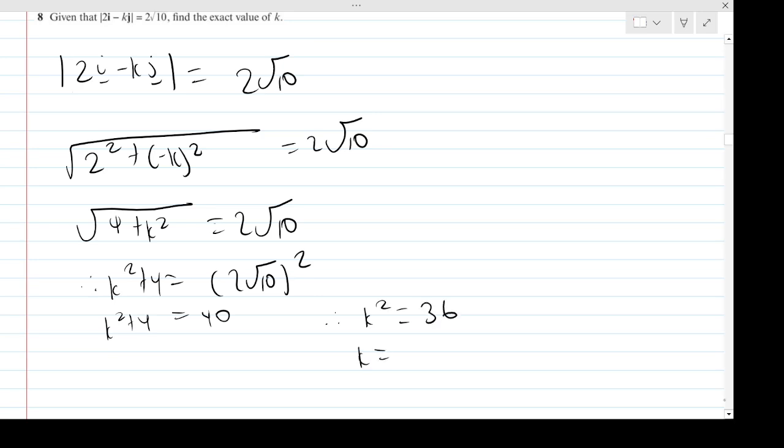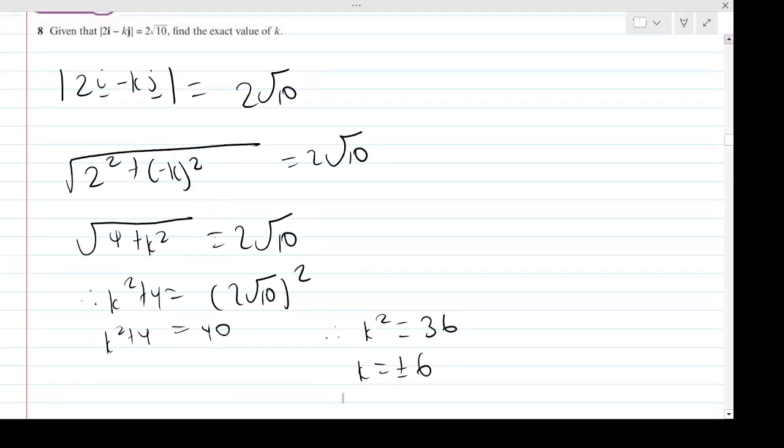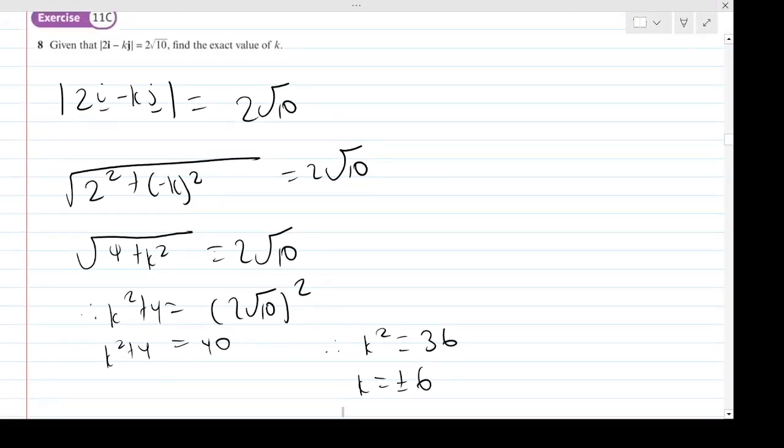So then k is going to be plus or minus root 36. Well, root 36 is 6. So we get plus or minus 6, and that is my answer. So k is plus or minus 6. Obviously, I should check the question to see if I can eliminate either plus or minus 6. They've not specified anything about k, and I did check the answer to the question, and that is correct.